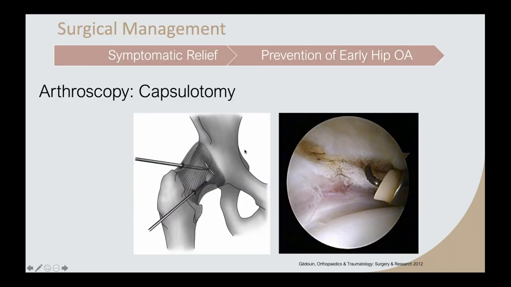What's the role of surgical management? It's twofold: to provide symptomatic relief, reduce the pain, increase the range of motion, and secondarily, to prevent early onset of hip osteoarthritis. While surgeons are able to perform an open surgery, these days people prefer to do arthroscopy just because it's a more simple procedure with a shorter post-op rehabilitation period. Surgeons will start by doing a capsulotomy, cutting a small incision at the anterior aspect of the hip joint.